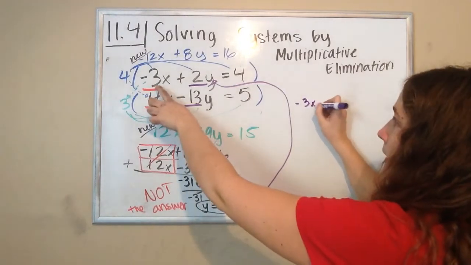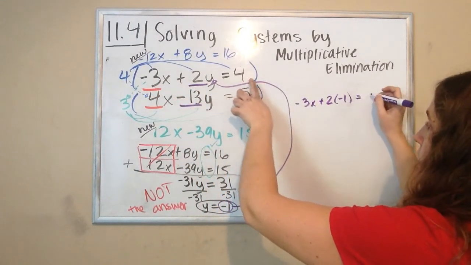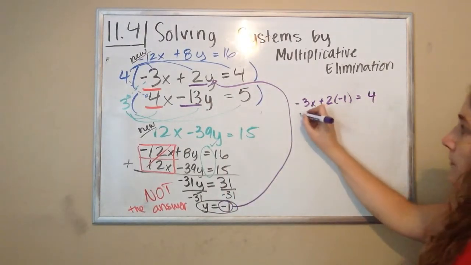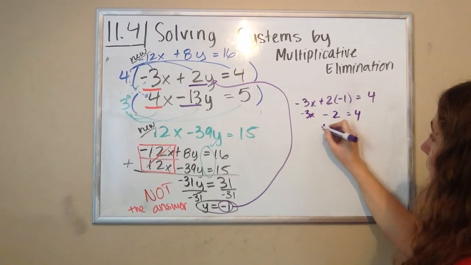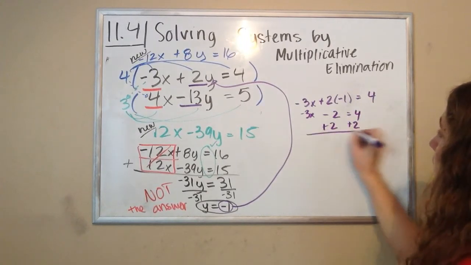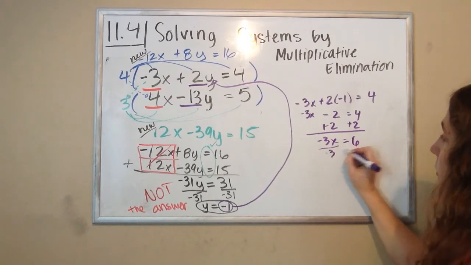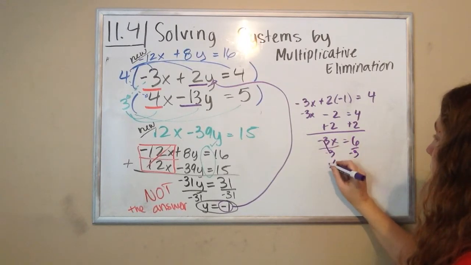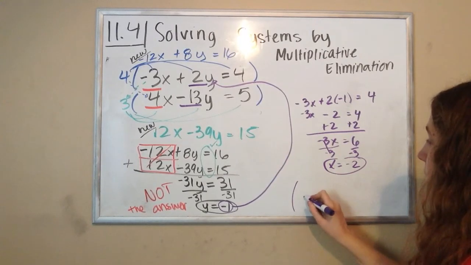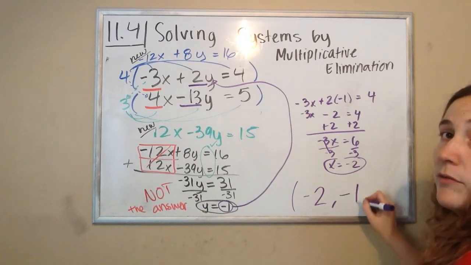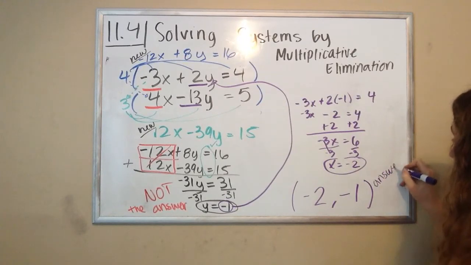negative 3x plus 2 times negative 1 equals 4. Negative 3x minus 2 equals 4. Add 2. Negative 3x equals 6. Divide by negative 3. X equals negative 2. Now we have enough to write our answer of negative 2, comma negative 1. That's our answer.